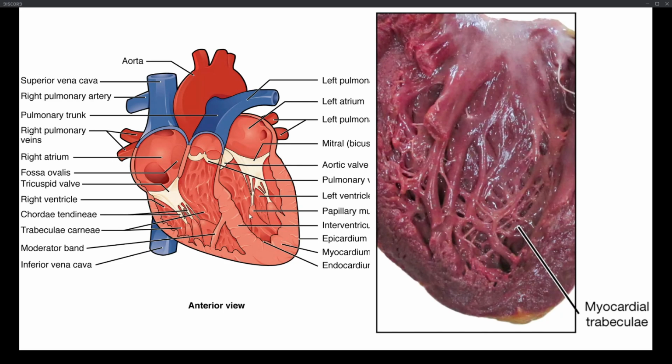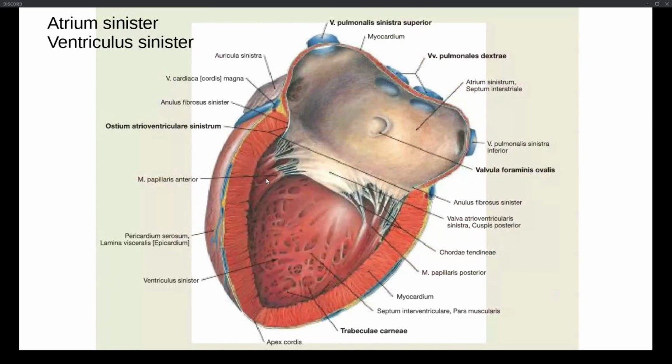Over here you already see the left atrium and ventricle. We will switch to this picture. It's much less interesting than the other side. But again, we can see here the other side of the corresponding valvula foraminis ovalis, which was again the connection between the right and the left atrium before it closed up after birth.